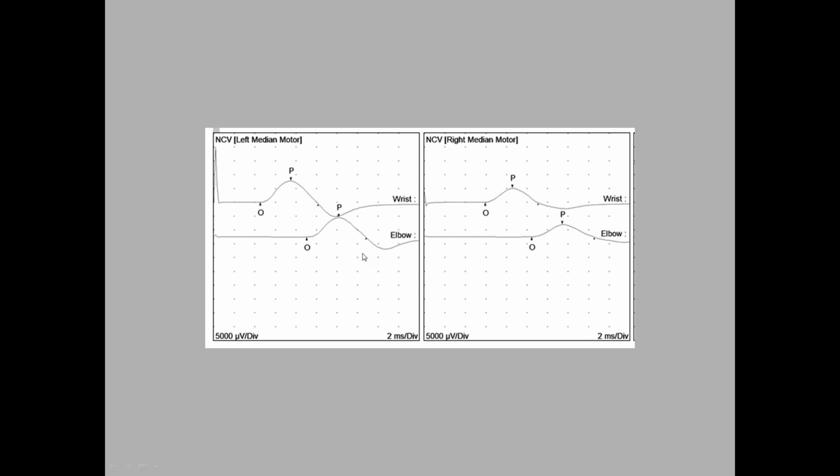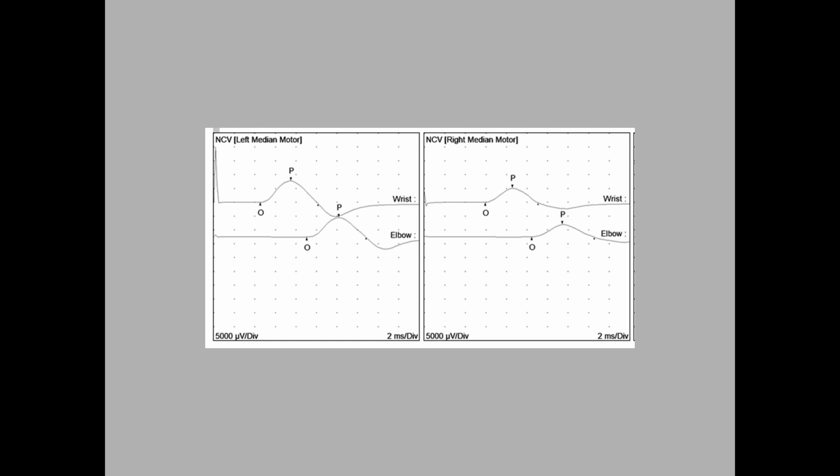What about this? Same patient. For sure, the latency on the right is prolonged, and the amplitude on the right is reduced. It does look comparatively reduced, and you're correct. You're at about 6 milliseconds as far as the latency is concerned. And it looks like there's a comparable amplitude decrement.